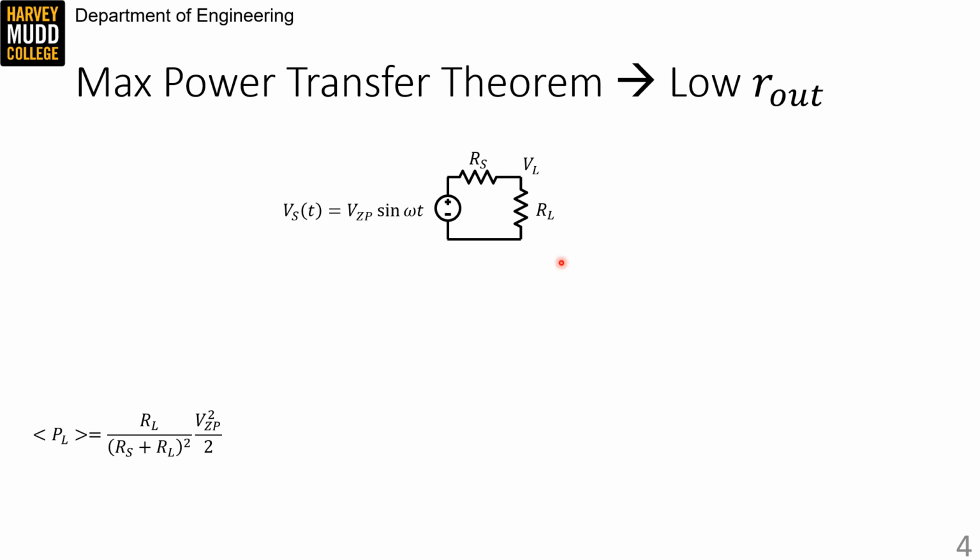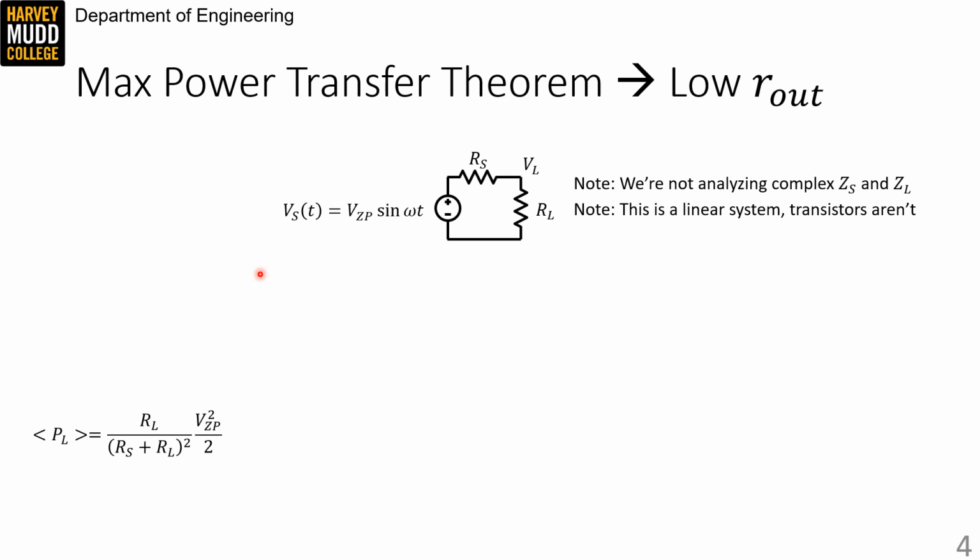Before we begin, I need to make two caveats. First, we're going to do this analysis using real resistors because that's the most familiar material in this class. However, there's an extension of this that tells us more information about reactive loads and reactive source impedances. And second, we're analyzing a linear system here, right? This is just two resistors.